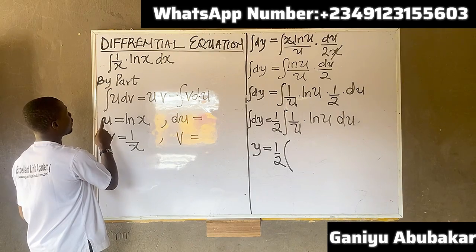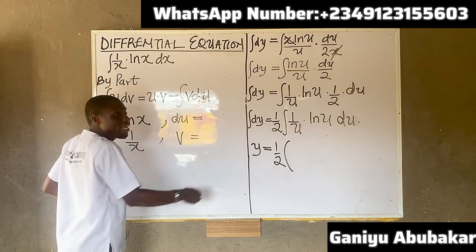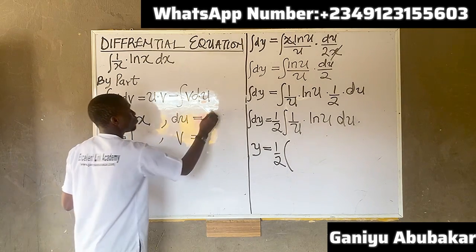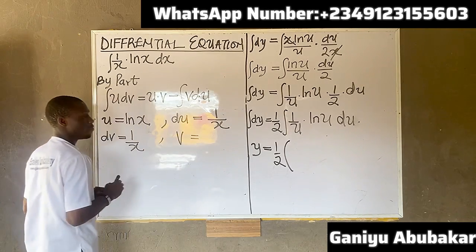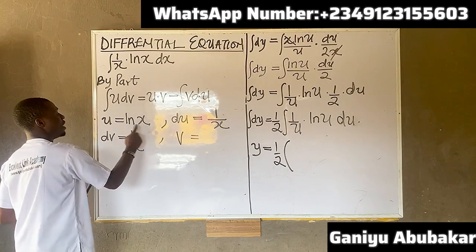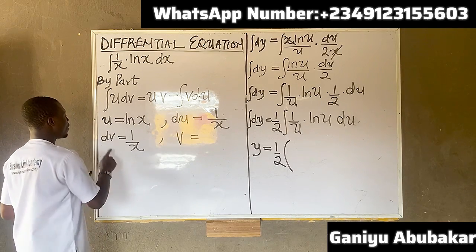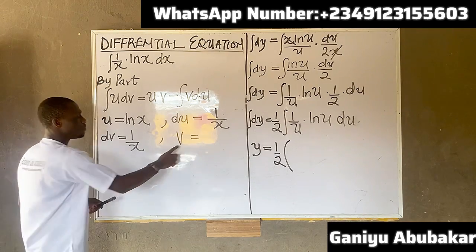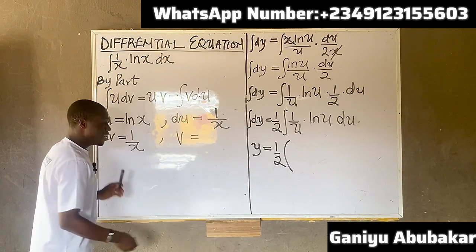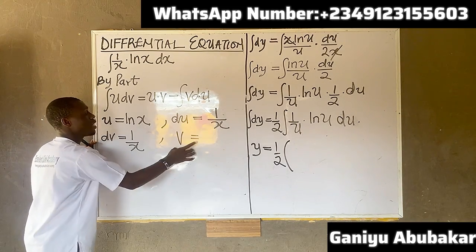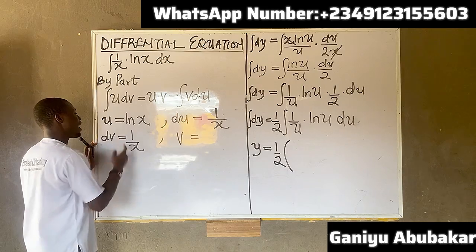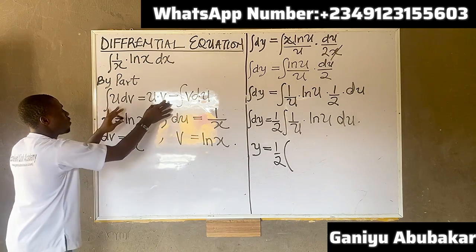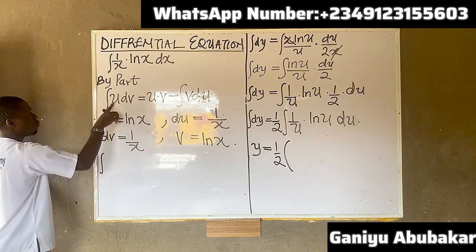If u is this, to get du it means I'm differentiating, right? Differentiate ln x, that gives you 1 over x. Now dv is 1 over x, so to get v, all I do is integrate dv. If I integrate 1 over x, that gives you ln x. I have this place. From here, put your values in, and that gives you the integral of u dv.